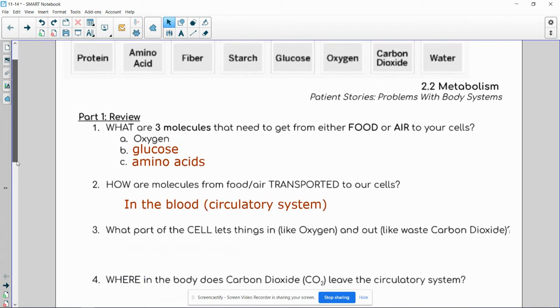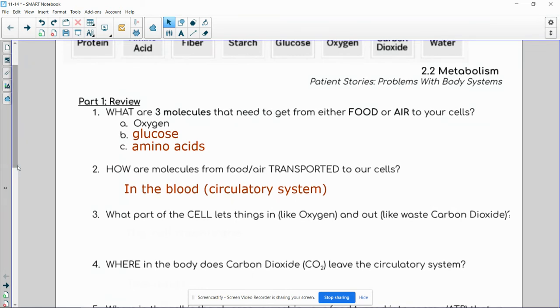And then what part of a cell lets things in? This is the one we've talked about repeatedly over and over with the balloon activity in class, and with the cell model with the Baggy and the Lugol's. Which part of the cell is responsible for letting things in and out of the cell? And the answer is the cell membrane.